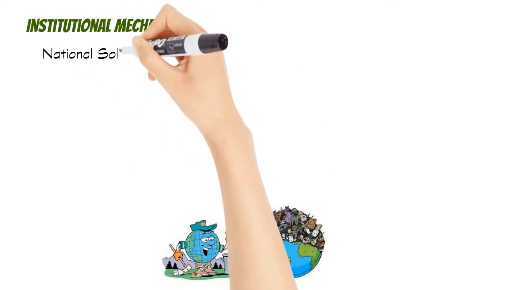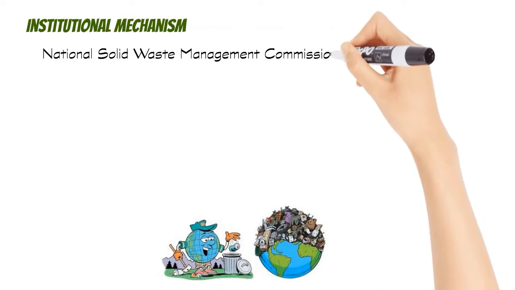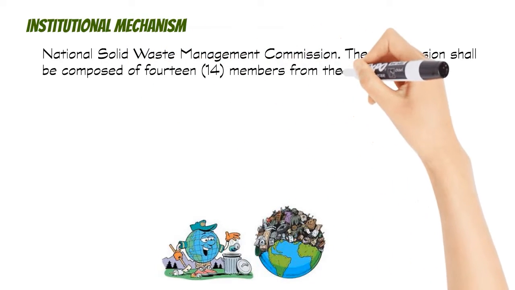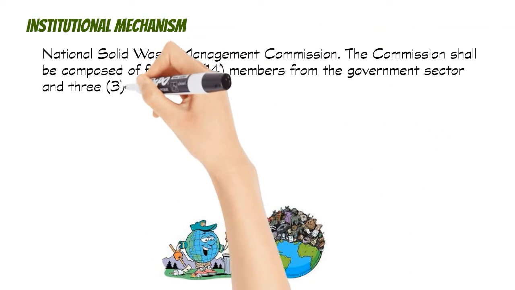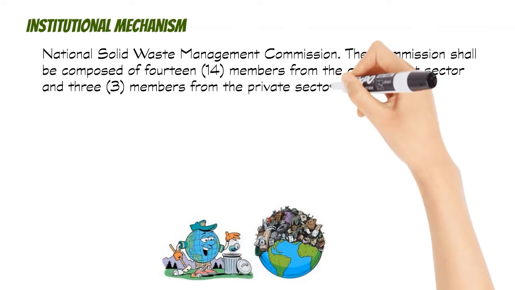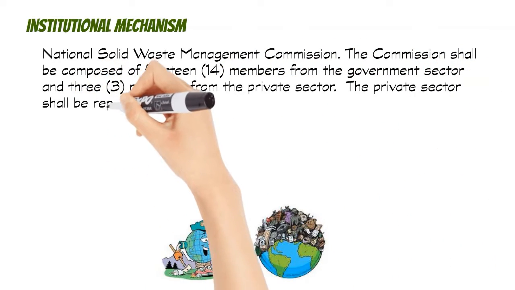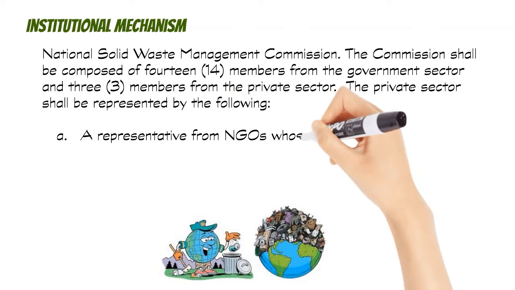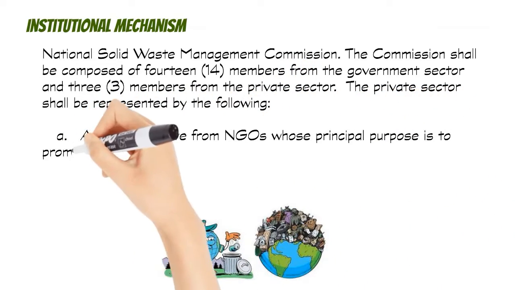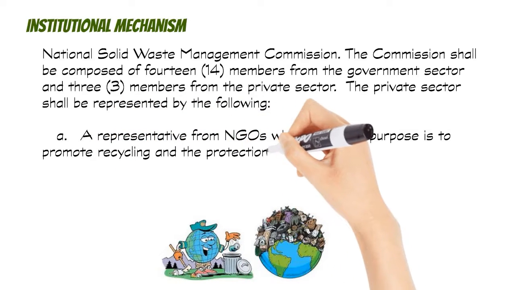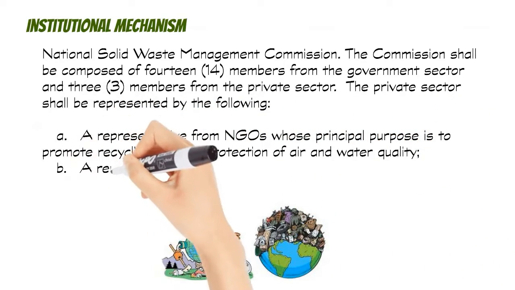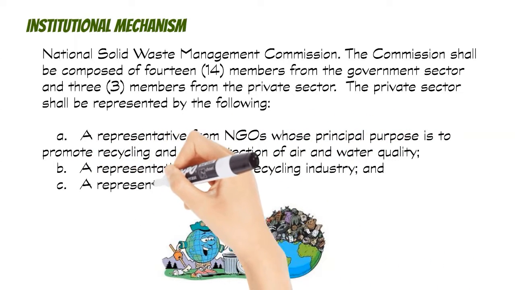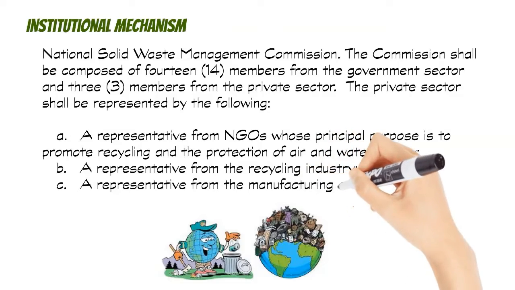Institutional mechanism. National Solid Waste Management Commission. The Commission shall be composed of 14 members from the government sector and 3 members from the private sector. The private sector shall be represented by the following: a. A representative from NGOs whose principal purpose is to promote recycling and the protection of air and water quality. b. A representative from the recycling industry. And c. A representative from the manufacturing or packaging industry.